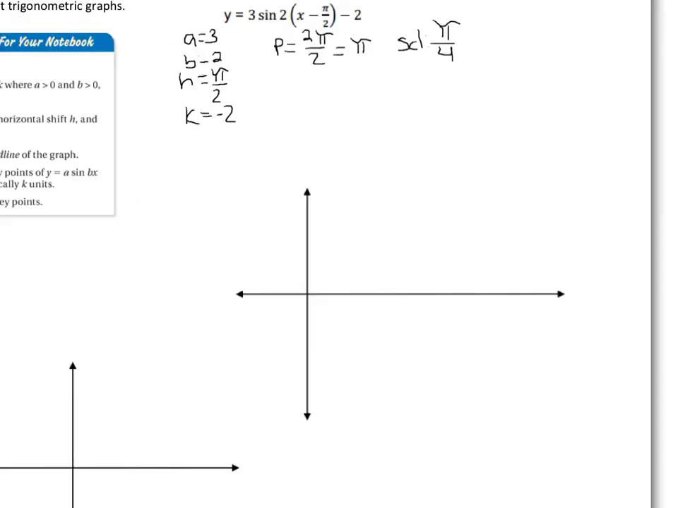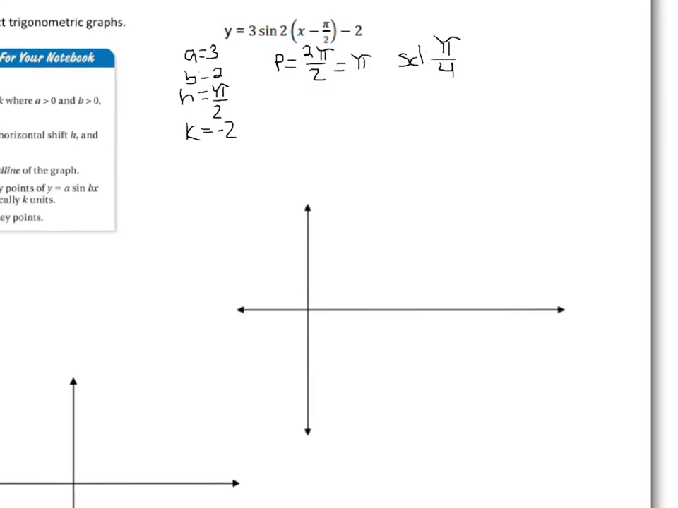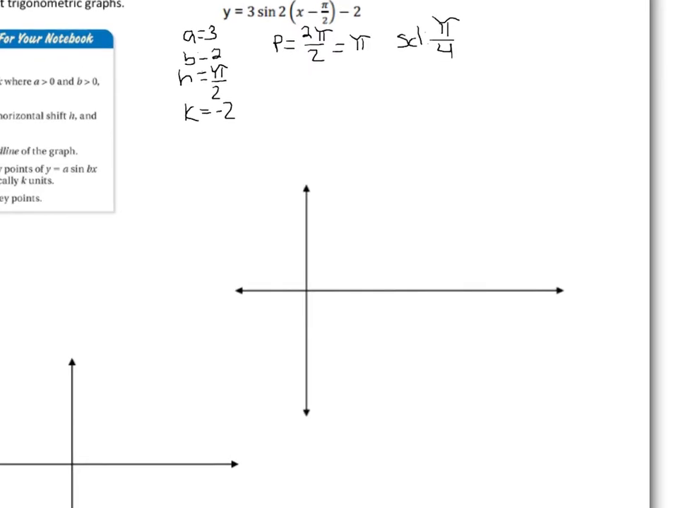Okay, so my scale is pi over 4. So pi over 4, pi over 2, 3 pi over 4, pi. Now, watch what they said. K is negative 2. So there's my new 0, because it was shifted down 2. Now, the amplitude is 3.